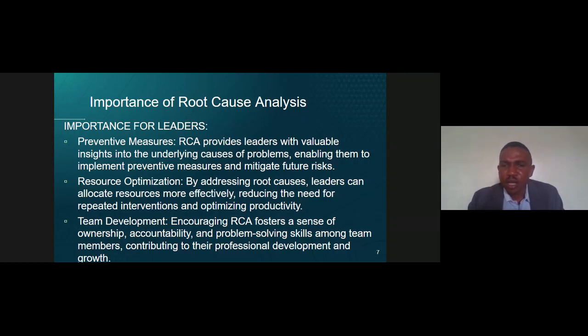And lastly, the importance of root cause analysis to managers or leaders: it serves as team development. By team development, it encourages RCA in the system. There's a sense of ownership. There's a sense of accountability.